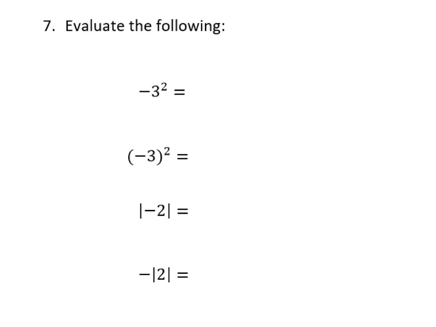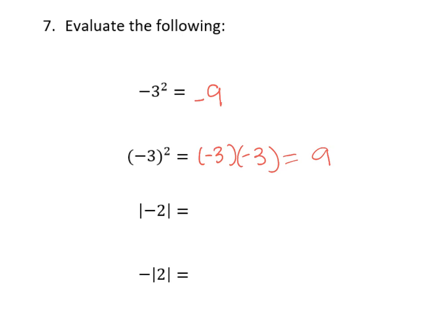Question 7 has us evaluating the following. On this first example, it's saying negative 3 to the second power. This is asking really the opposite of 3 squared. So if 3 squared is 9, the opposite of that would be negative 9. This is a little different on the second one. This is saying the negative 3 is in parentheses, so I need to take negative 3 times negative 3. Negative times a negative is a positive, so I have positive 9 for the second one.